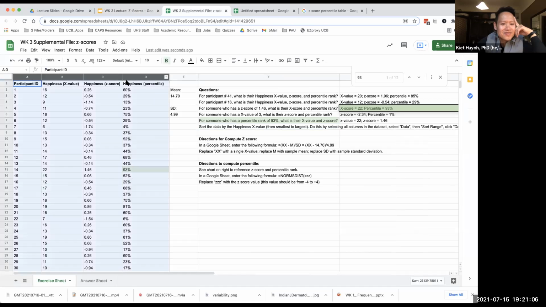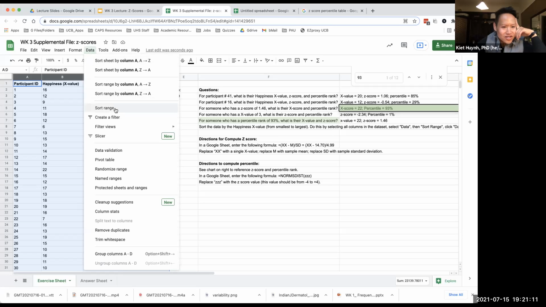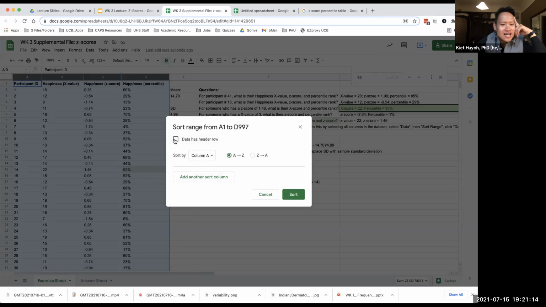You highlight all the columns in your data set. Then you go to Data, Sort range. Then you check that data has a header row, because our data here has all these headers. And then you choose the column that you want to sort from smallest to largest, and that's the percentile. Oh, or the X value actually. Yes, I think the instruction says X value. It doesn't matter, the sorting will be the same either way. It says A to Z here, even though we don't have any letters. A to Z just means from smallest to largest if you have numbers. And then you click sort.